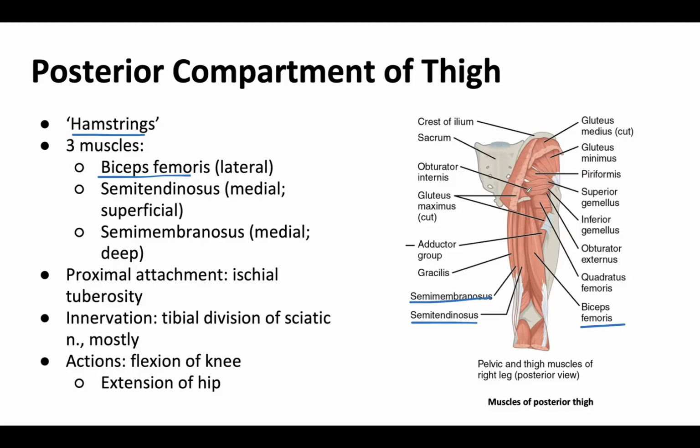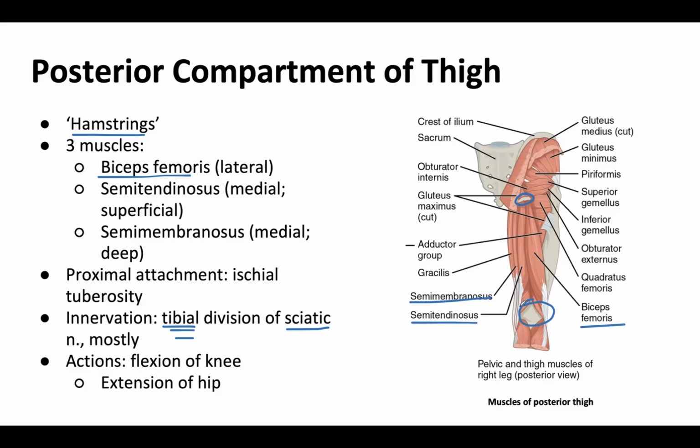All three of these muscles have a proximal attachment on the ischial tuberosity, which is why that portion of bone is so built up. And these muscles are primarily innervated by the tibial division of the sciatic nerve. Now, some sources you look at will say that this compartment is innervated by the sciatic nerve. And it is true that the sciatic nerve has not divided into its terminal branches yet. That happens at the back of the knee region, right around here.